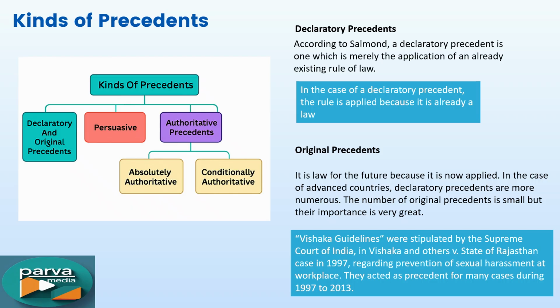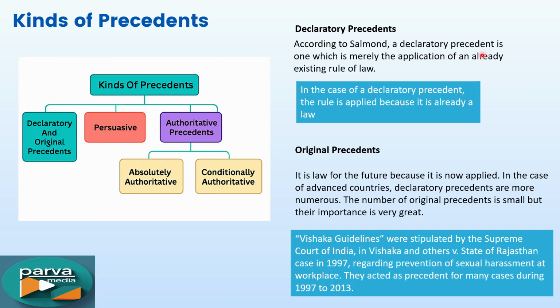Now we begin our exploration of the different kinds of judicial precedents. This slide introduces all major categories: declaratory and original precedents, persuasive precedents, and authoritative precedents, which are further classified as absolutely authoritative and conditionally authoritative. Declaratory and original precedents first; the remaining types we will discuss in the next slide.